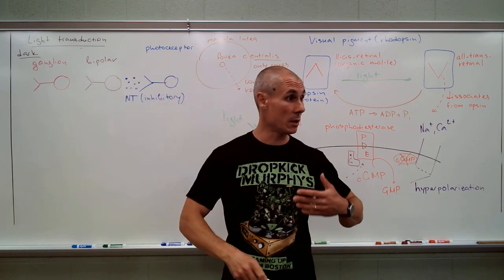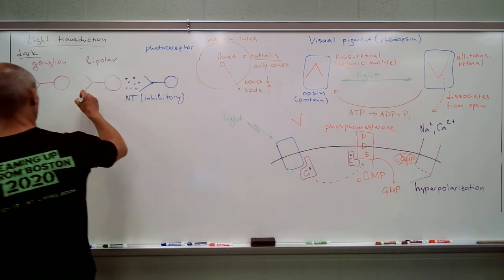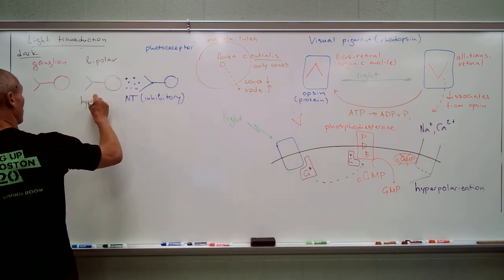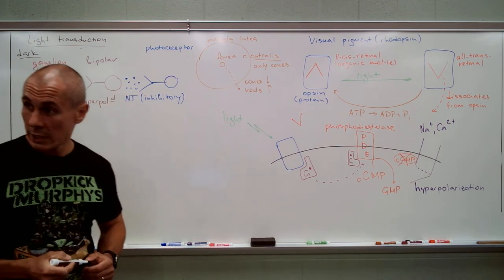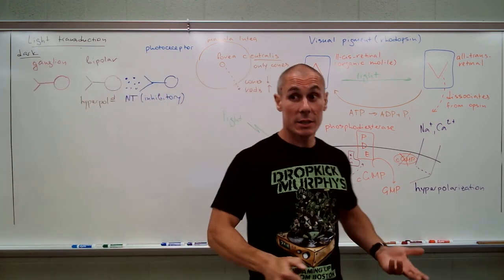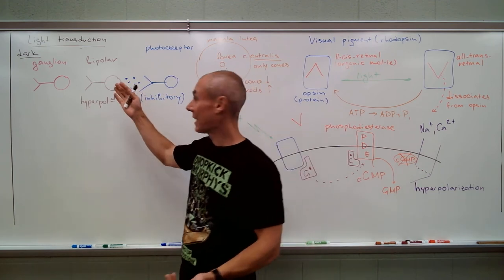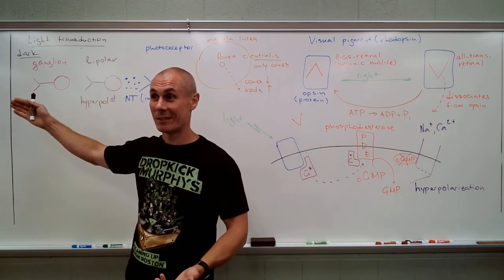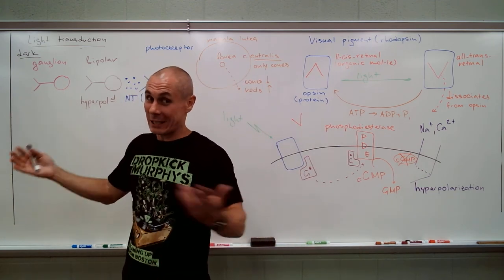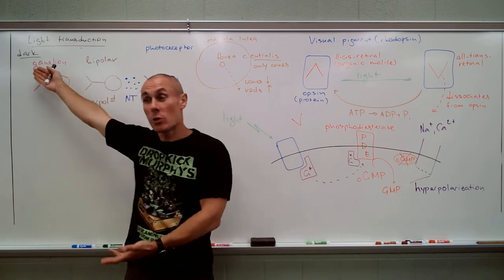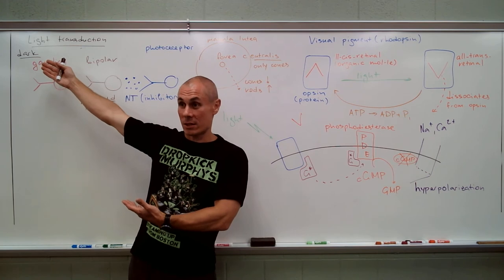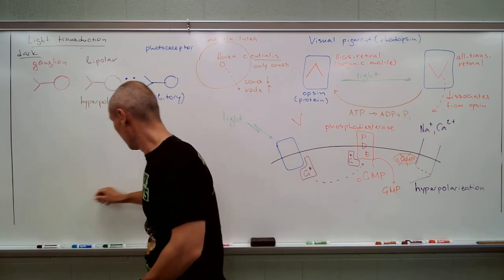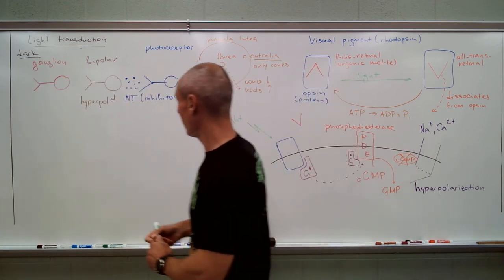So if the cell is inhibited, it means it is hyperpolarized. Okay? If the cell is hyperpolarized, can it transmit the signal? If it's inhibited, I mean it can't. That's it. No signal. This is why it is dark. This is why you don't see anything. Does that make sense? Now, all of a sudden, you see the light.